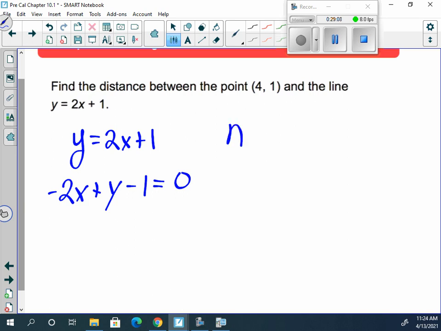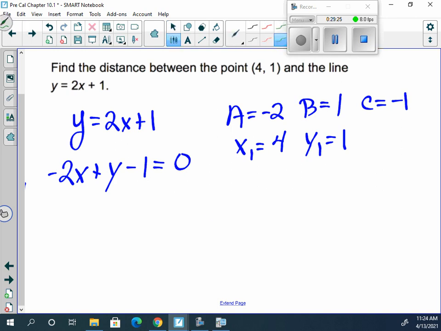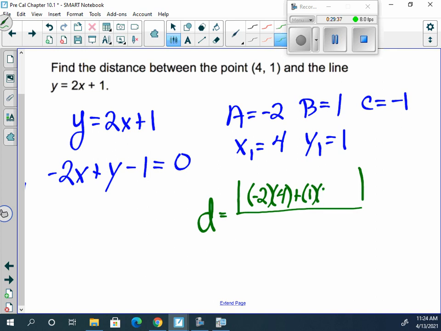So that means for us here, A is negative 2, B is 1, C is negative 1, x sub 1 is 4, and y sub 1 is 1. So for the overall distance formula, we can plug this in, and we'd have the absolute value of A times x1 plus B times y1 plus C all over the square root of a squared plus b squared.